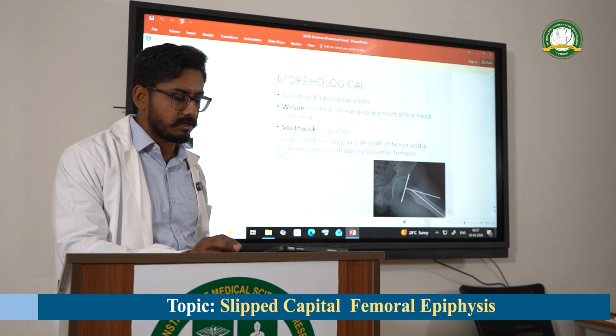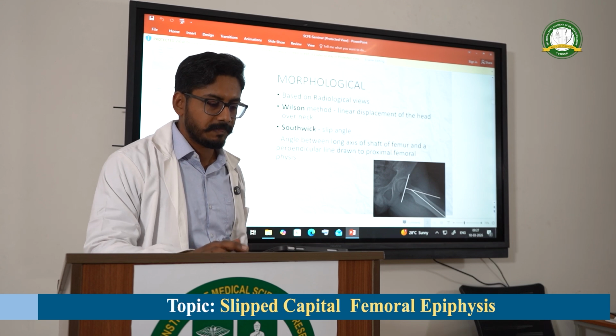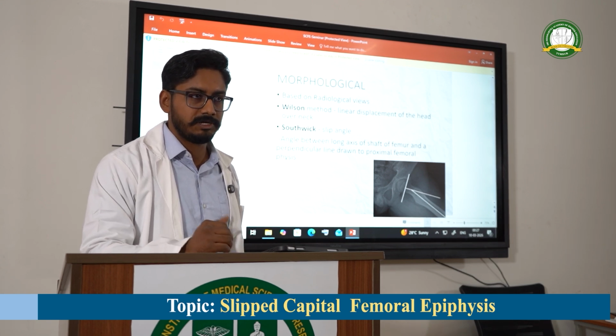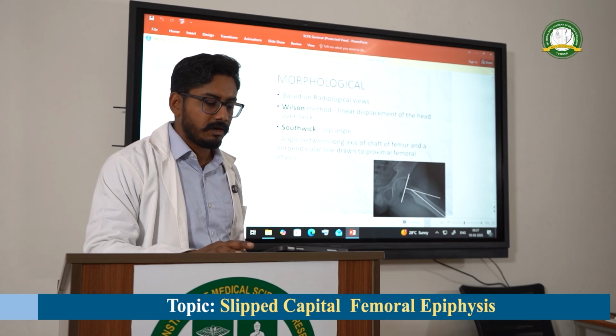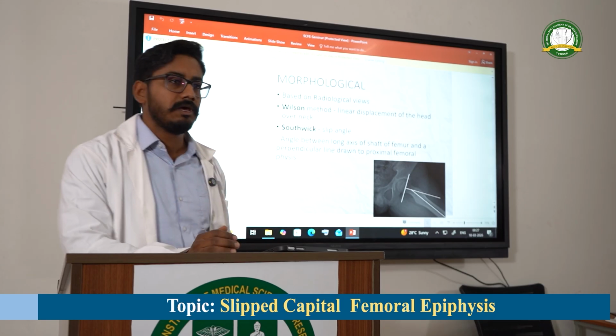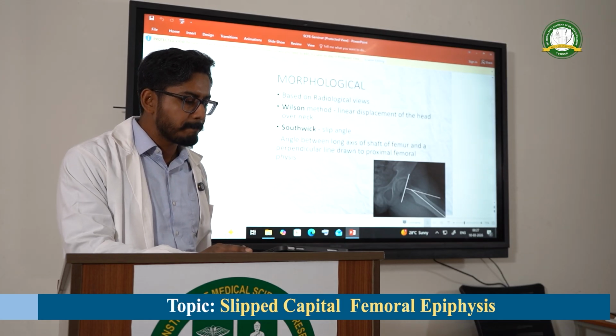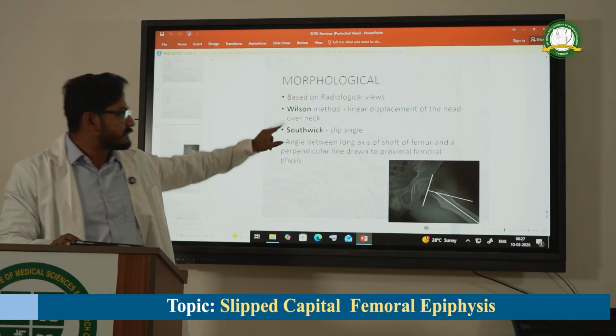Coming to morphological classification, we need to look at the X-rays. Through the radiological views, we can classify the displacement, the slip. One of the methods is Wilson's method.